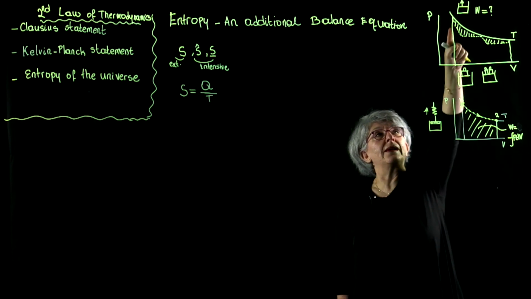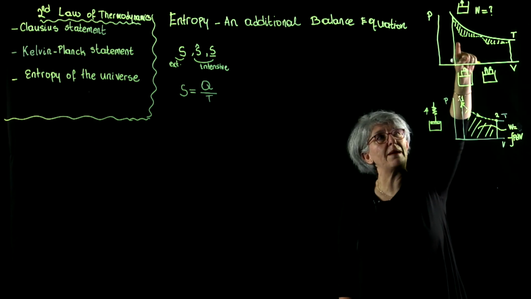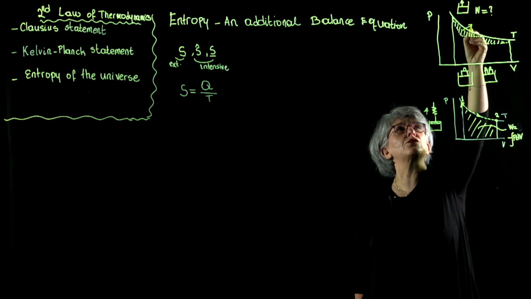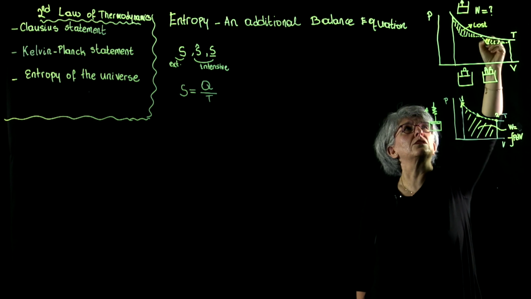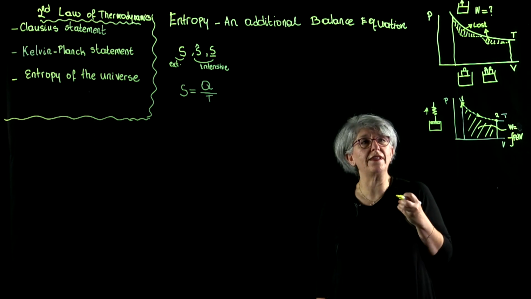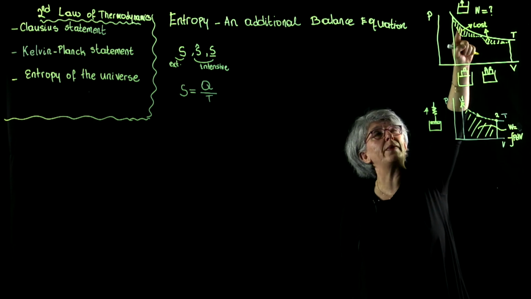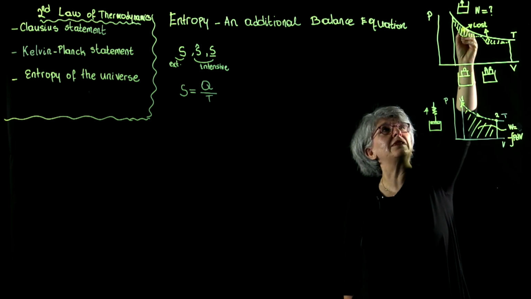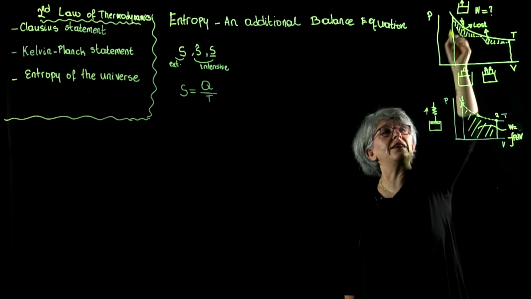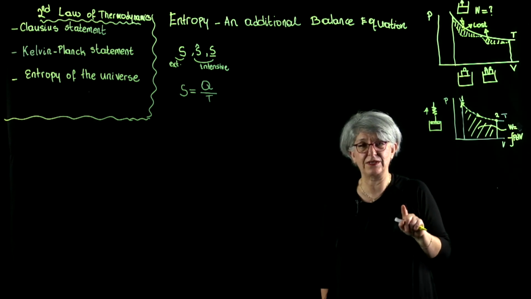However, look at this situation that I'm doing some rapid expansion. When I'm doing this expansion rapidly, I'm losing some of the work. That part is lost. Now I have less work available to me in that spring. As a result, I won't be able to revert back to state 1, but I will end up somewhere intermediate if I intend to use this work to compress that gas back to the original initial state.